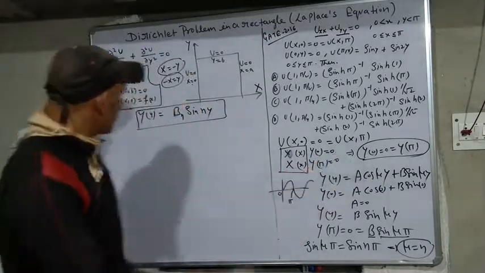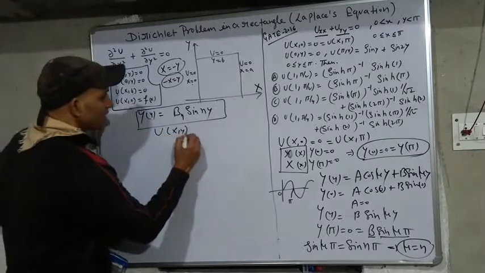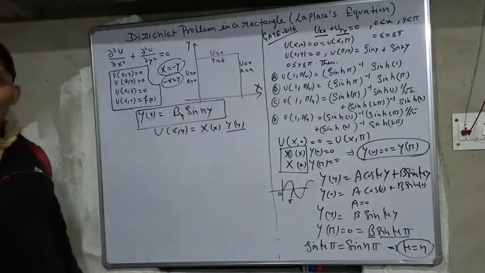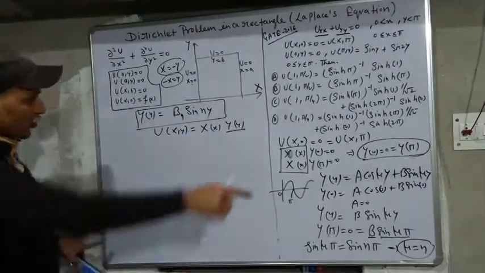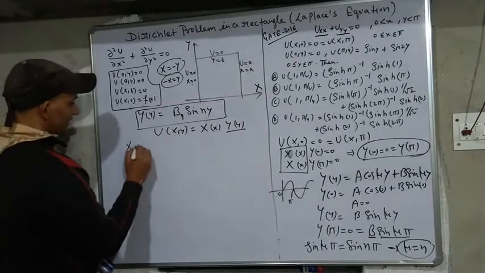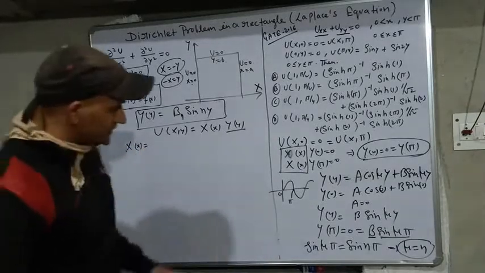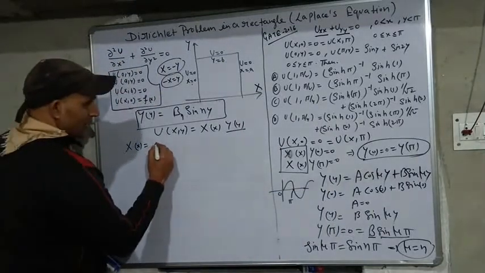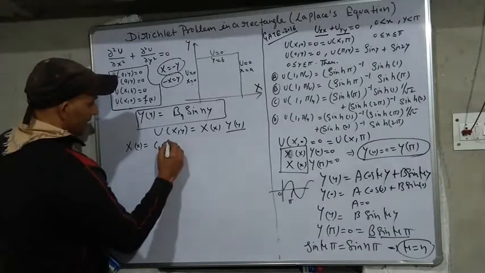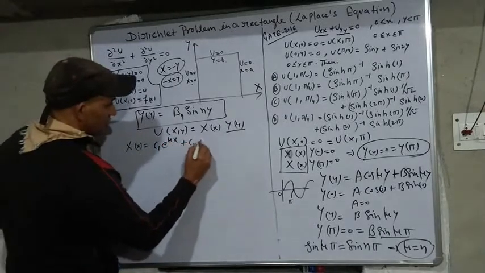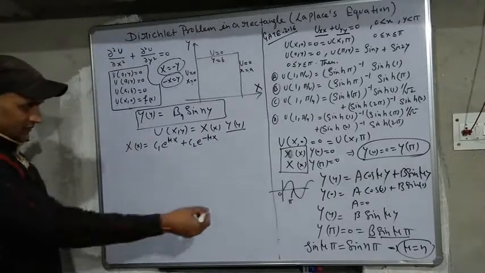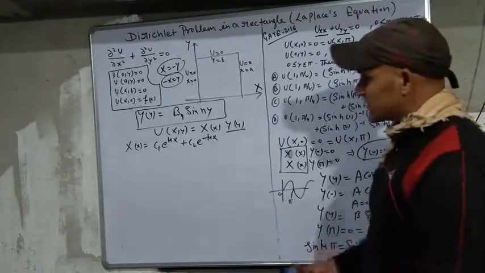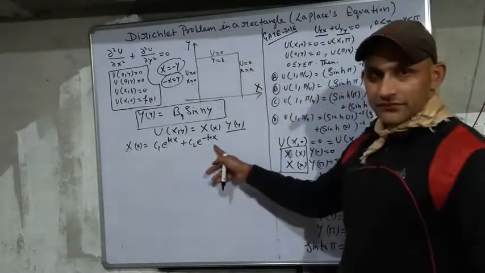Now because our solution is u(x,y) is equal to X(x)Y(y), this we have solved. Now we will solve this one. So your X(x) is equal to, what about X(x)? Your X(x) we have erased, X(x) is equal to c1 e to the power mu x plus c2 e to the power minus mu x. Just go to the previous video and you can see X(x) is equal to this one.